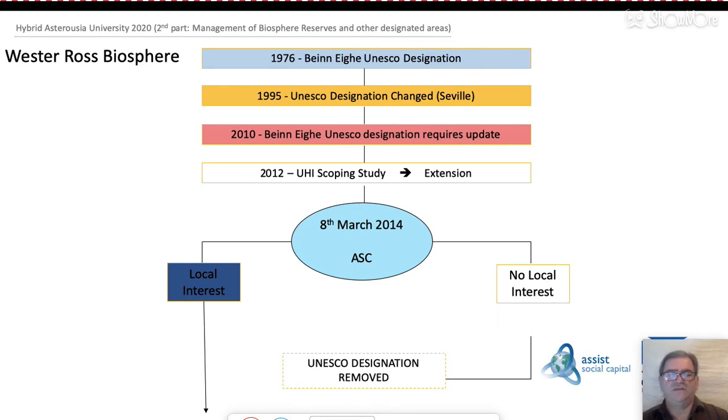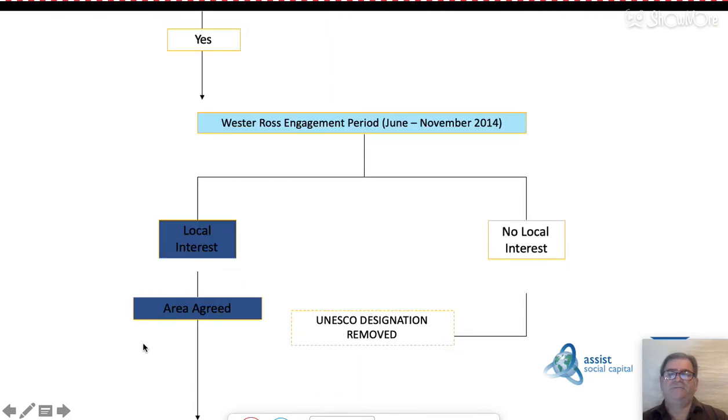To make it socially sustainable, we began with a vote on the 8th of March to make sure that the local community wanted to take this forward. And on the day, there was a 99% vote in favour, which meant that there was local interest and we could go forward, and the designation had the possibility of surviving.